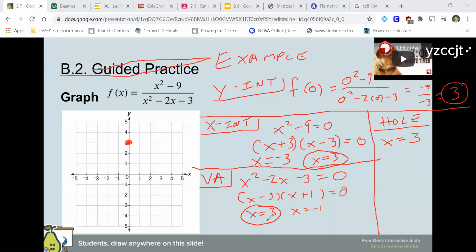Okay, now this is new material. All right, so if you've been zoned out, zone back in. New material right now. To find where the hole is, this is what we have to do. We're going to divide out this factor, x minus 3 and x minus 3. What I have left then in the numerator is x plus 3 over the factor I have left in the denominator, x plus 1.